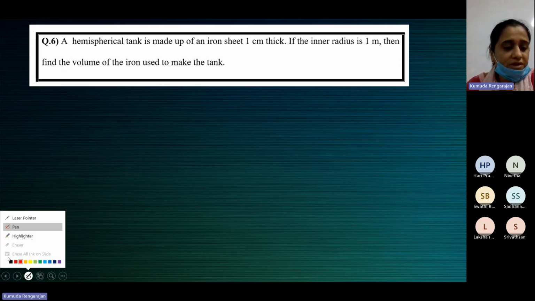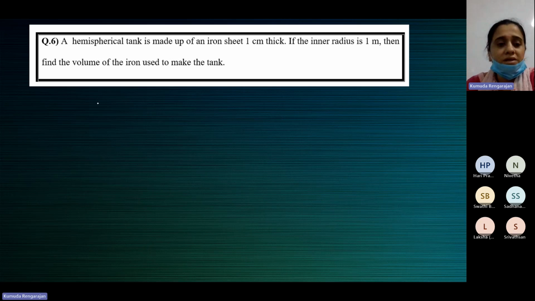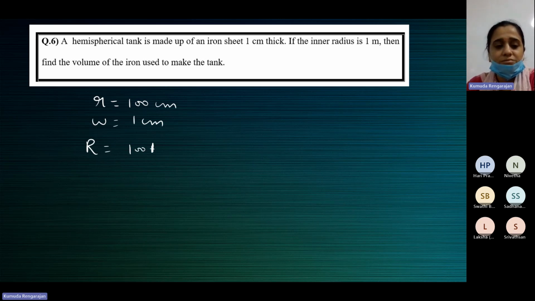Okay, so what is the inner radius? The inner radius is given to be 1 meter, which is 100 centimeters. What is the thickness? 1 centimeter. So what's the outer radius? 100 plus 1, 101 centimeter.